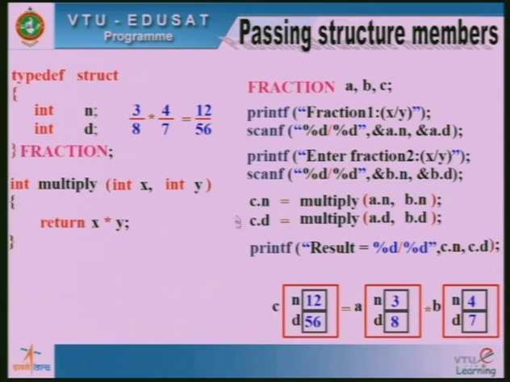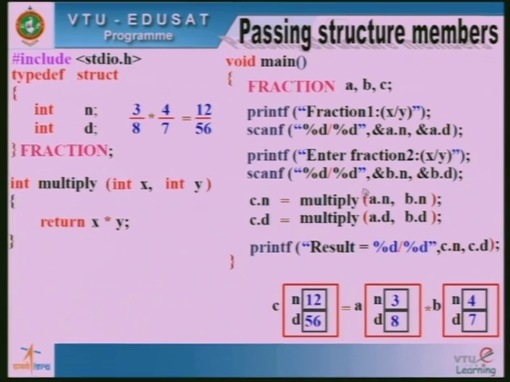Now all these statements must be enclosed within braces like this, and here I write void main. Now the declaration of printf and scanf is available in stdio.h. So go here and write hash include stdio.h. So this is the complete program which is used to multiply two fractions, but remember we have used a function multiply. For that we are not passing the structures, instead we are passing members of the structure. That is the reason we say here passing structure members.